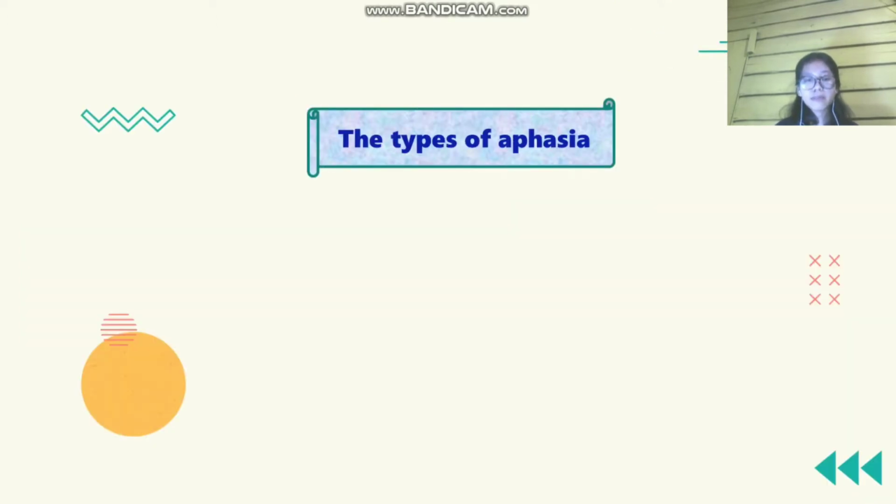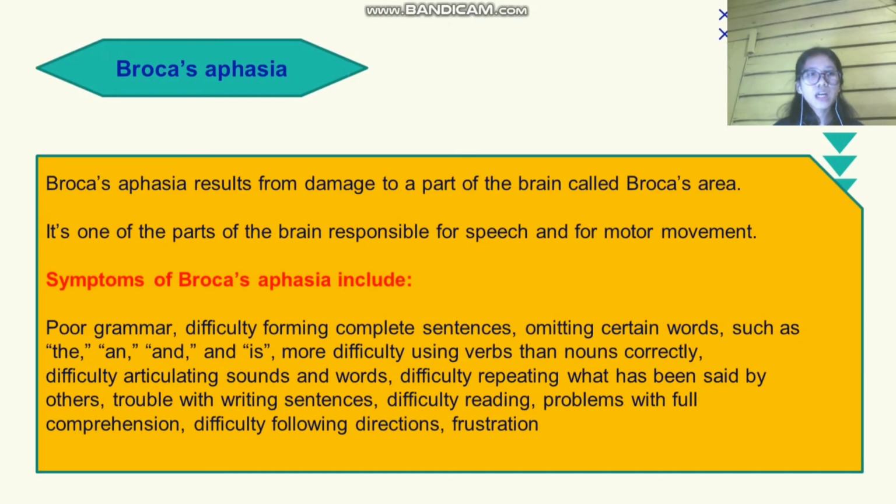The first type of aphasia is Broca's aphasia. Broca's aphasia results from damage to a part of the brain called Broca's area, which is located in the frontal lobe, usually on the left side. It's one of the parts of the brain responsible for speech and for motor movement. Symptoms of Broca's aphasia include poor grammar, difficulty forming complete sentences, omitting certain words such as do and is, more difficulty using verbs than nouns correctly, and difficulty articulating.